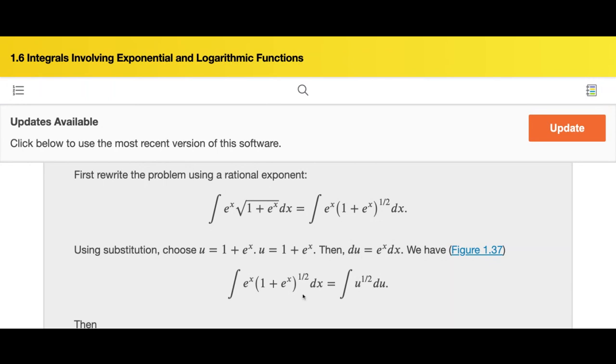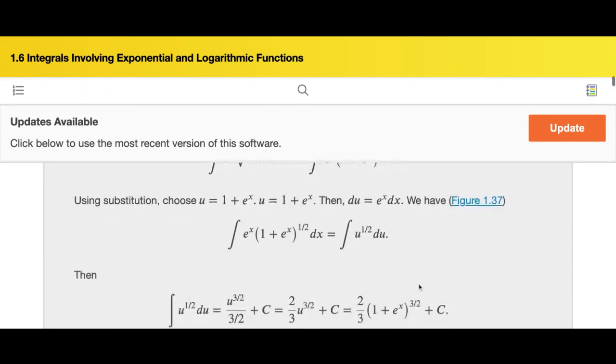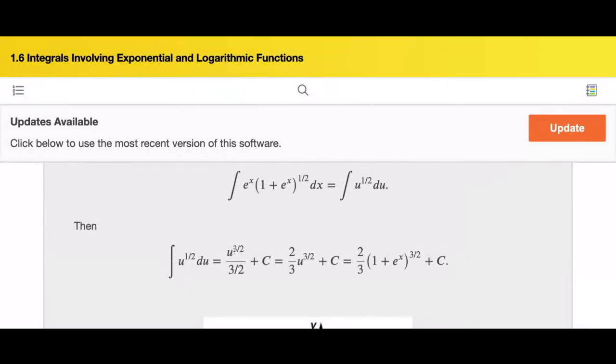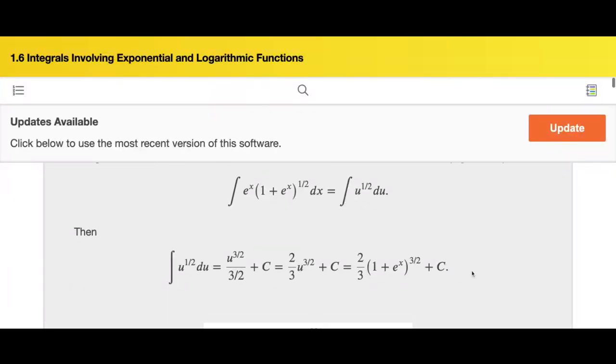So then we can rewrite this as the square root of u, or u raised by half. Then by power rule, we get u raised by 3/2 divided by 3/2 plus c. Then we change u back to be 1 plus e to the x. Dividing by 3/2 is the same as multiplying by 2/3, to get 2/3 of 1 plus e to the x raised by 3/2 plus c. Great. Thank you, Paul. Anyone has any questions for this?